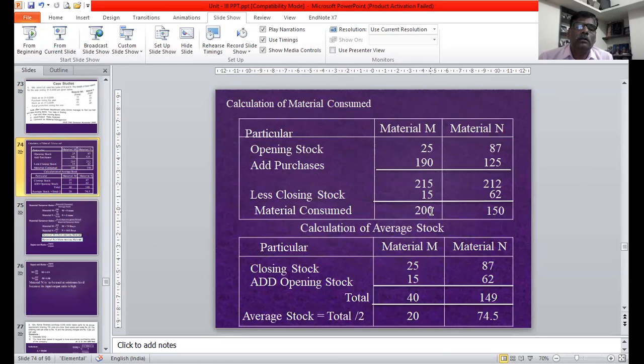Here 200 material consumed divided by 20, the average stock, is 20. And here 5.